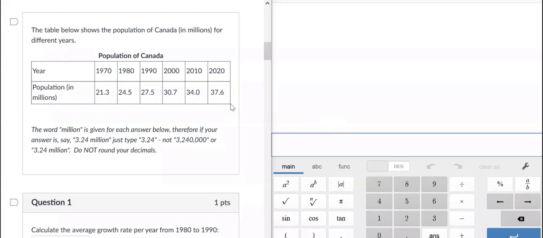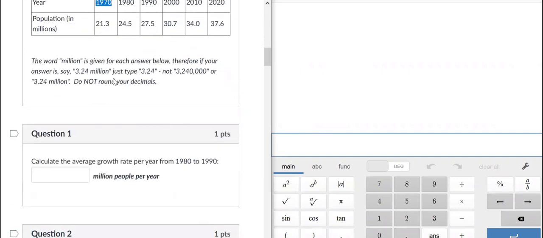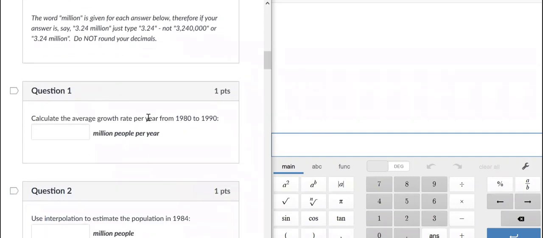All right. So we've got the population of Canada, and it's in millions, right? So 21.3 means there's 21.3 million people in Canada in 1970, right? Okay. So what's the average growth rate per year from 1980 to 1990? Let's start with that one.